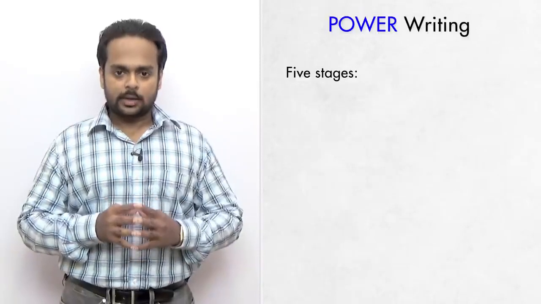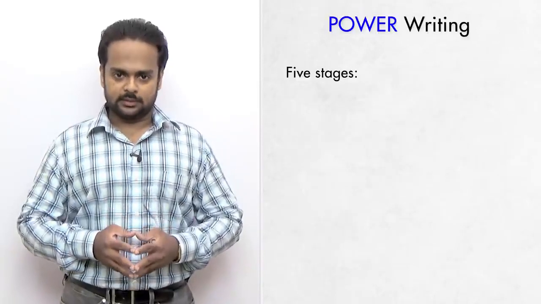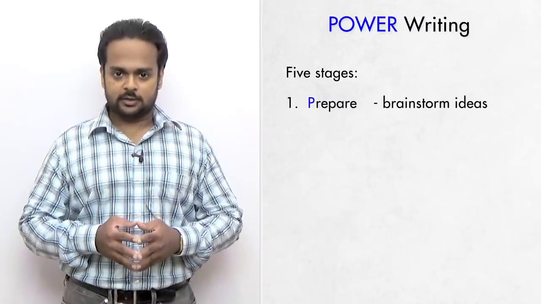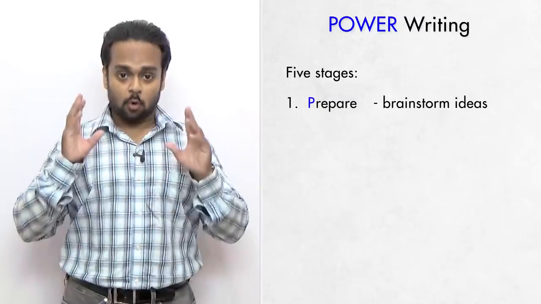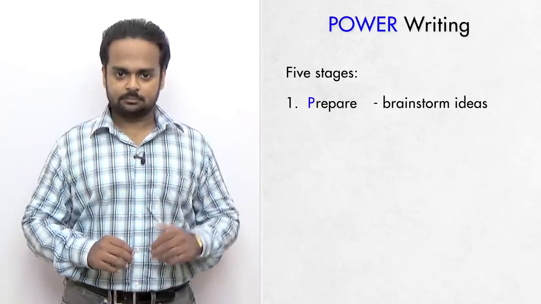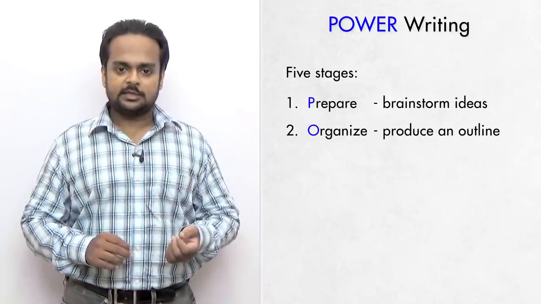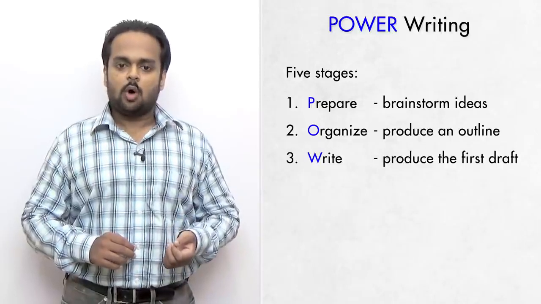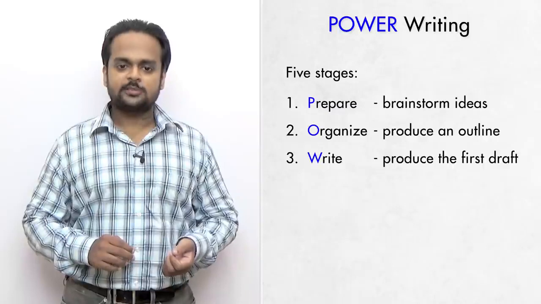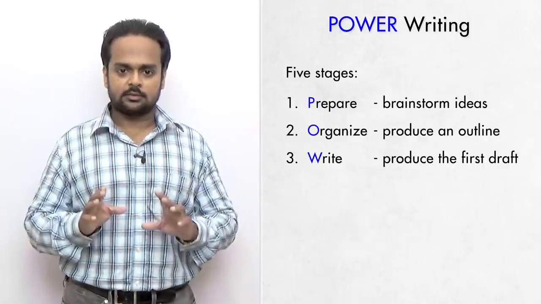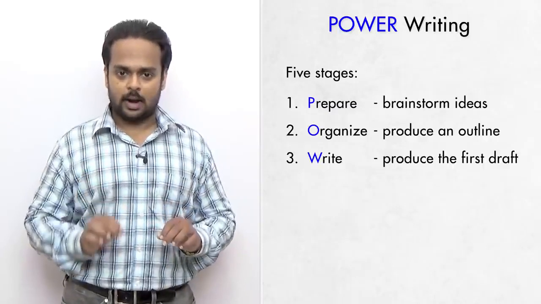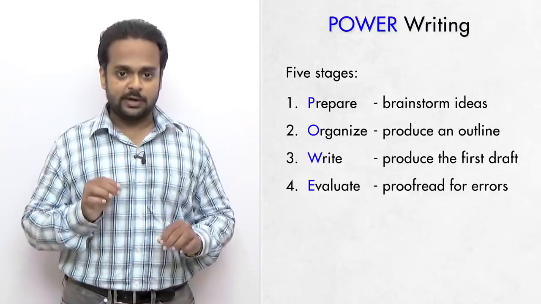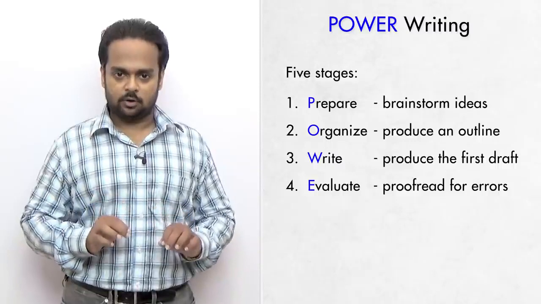Alright, let's do a quick recap of what we've learned in this lesson. You begin the writing process with the prepare stage. This is where you collect or brainstorm ideas. You then organize your ideas into an outline that you can use to write. Then you go on to the write stage, where you expand your outline into full sentences and produce your first draft. After this, you evaluate or proofread the draft to correct any errors.